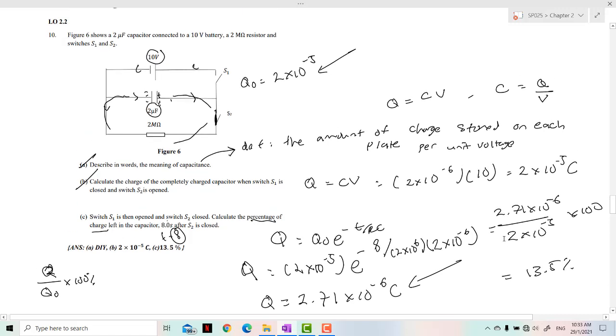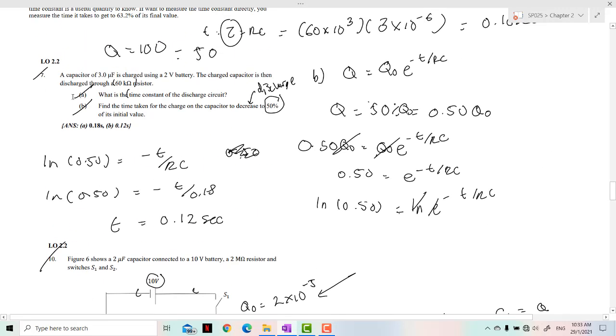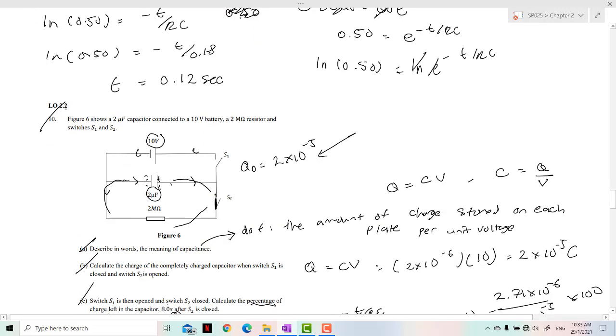So benda ni always occur instantaneously. Bukanlah macam power bank kita. Power bank ambil masa yang lama kan untuk charge kita decrease. Okay, so that's for question number 7 and 10. So try to do the LO 2.2 here.